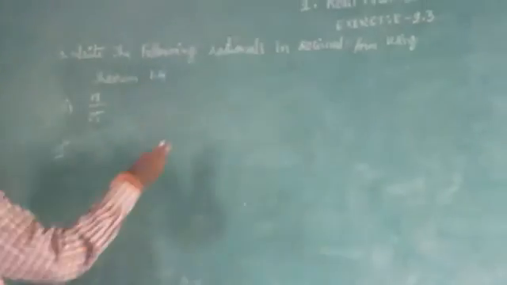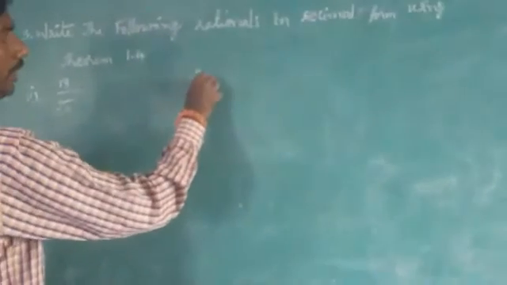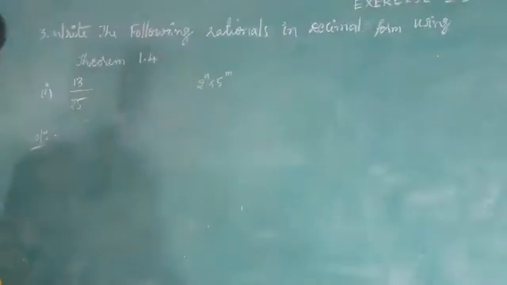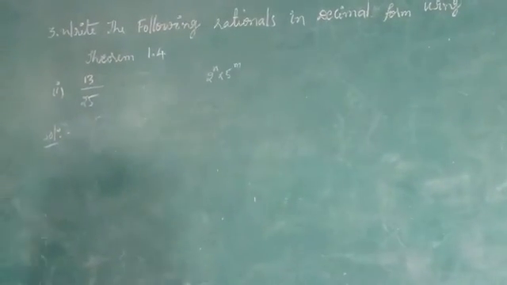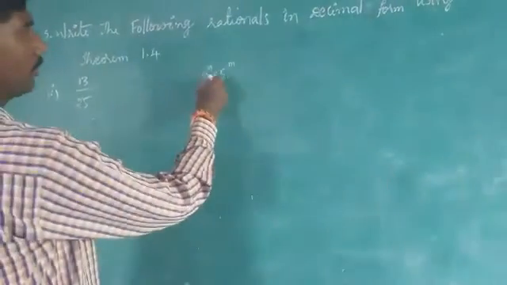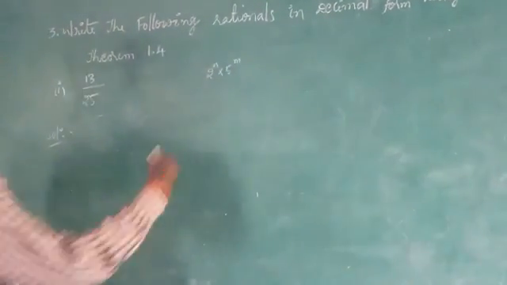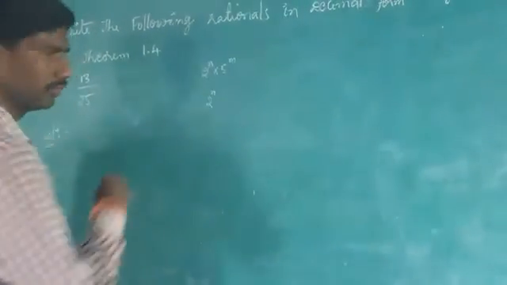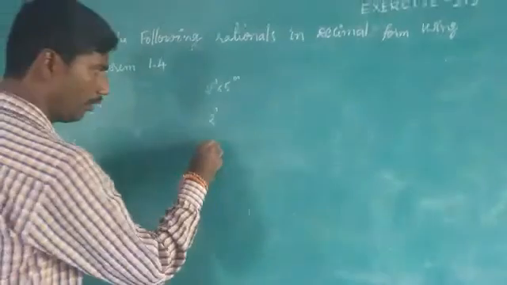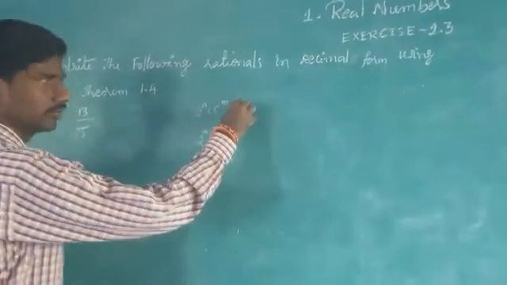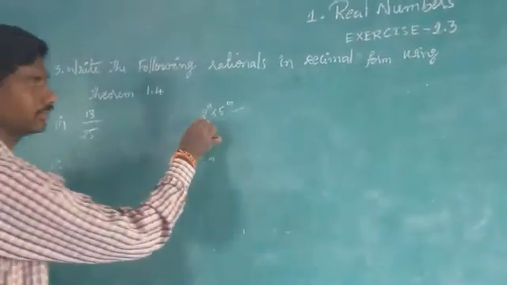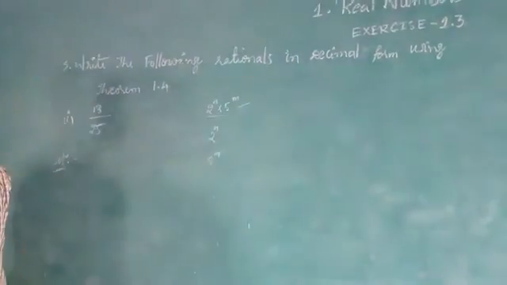It is saying clearly that the denominator should be in the form of 2 to the power of n into 5 to the power of m. If the denominator is in the form of 2 to the power of n into 5 to the power of m, or simply in the denominator only 2 to the power of n, or only 5 to the power of m, if this condition holds, you can tell it's a terminating decimal.